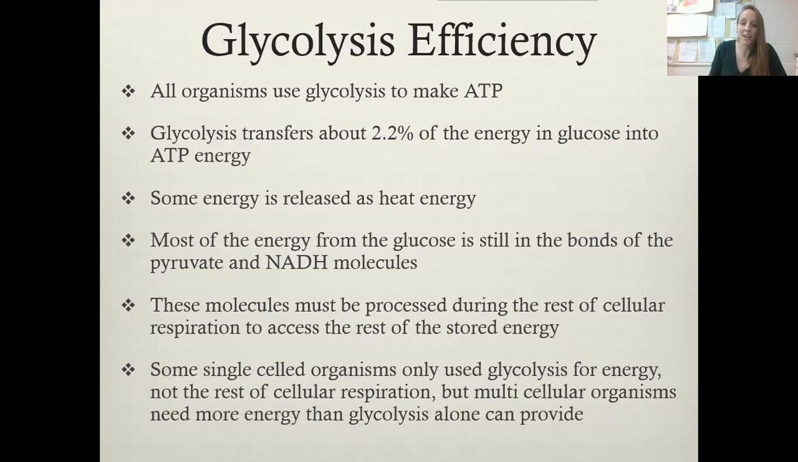If we are anaerobic and we don't do those next 2 steps, then your process is only 2% efficient. The other 34% of the energy that we get in aerobic cellular respiration is going to come in the next 2 steps. Some single-celled organisms do only use glycolysis and they don't do the rest of cellular respiration. But for multi-celled organisms that need more energy, glycolysis alone just doesn't provide enough energy. It's not efficient enough, and that is why we have evolved aerobic cellular respiration.